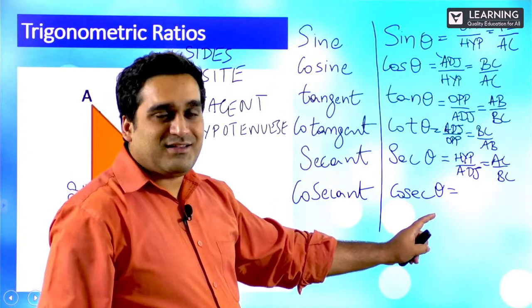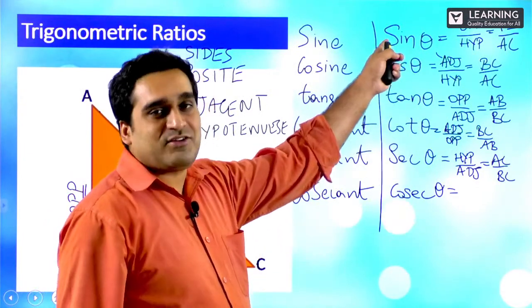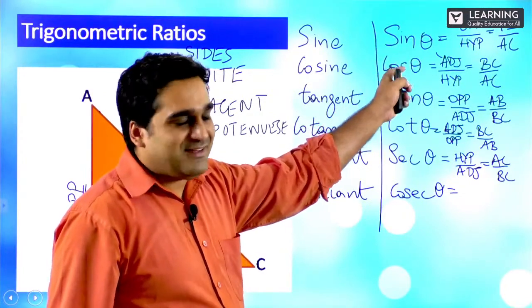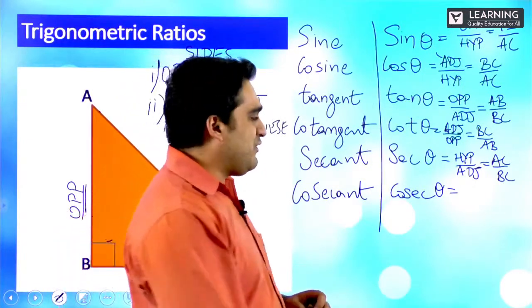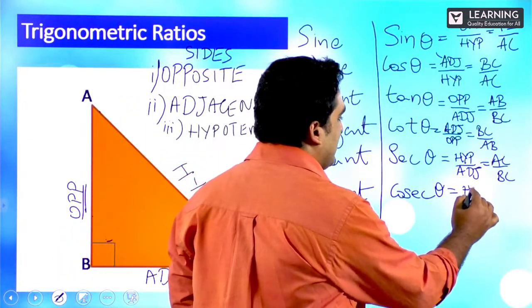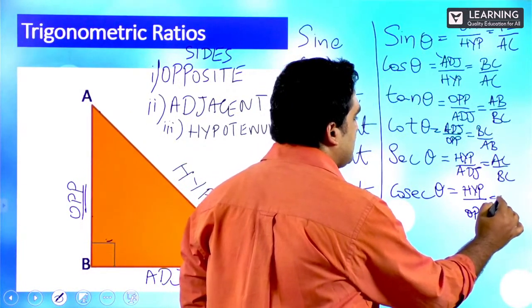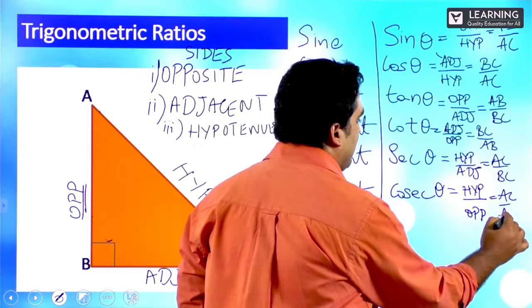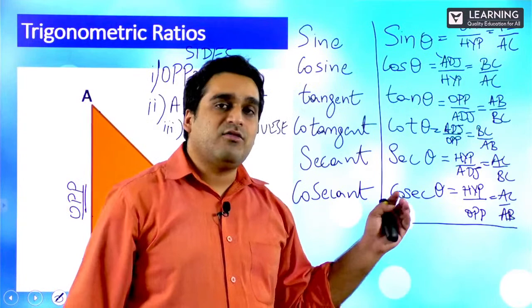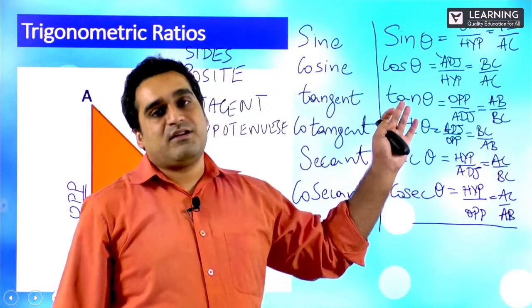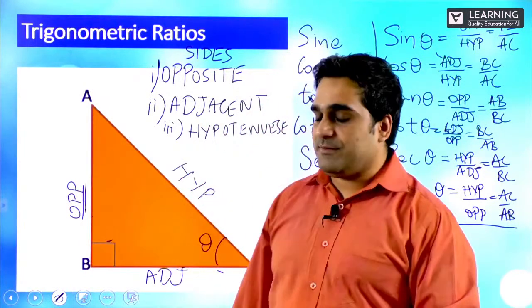And guess what? There's one last trigonometric ratio that's pending, cosec theta, which is the inverse of sin theta. So you take the reciprocal of the ratio of sin theta, which becomes hypotenuse by opposite, which is equal to AC by AB. And there you have it. This is how you identify the given trigonometric ratio when a certain angle theta is mentioned.